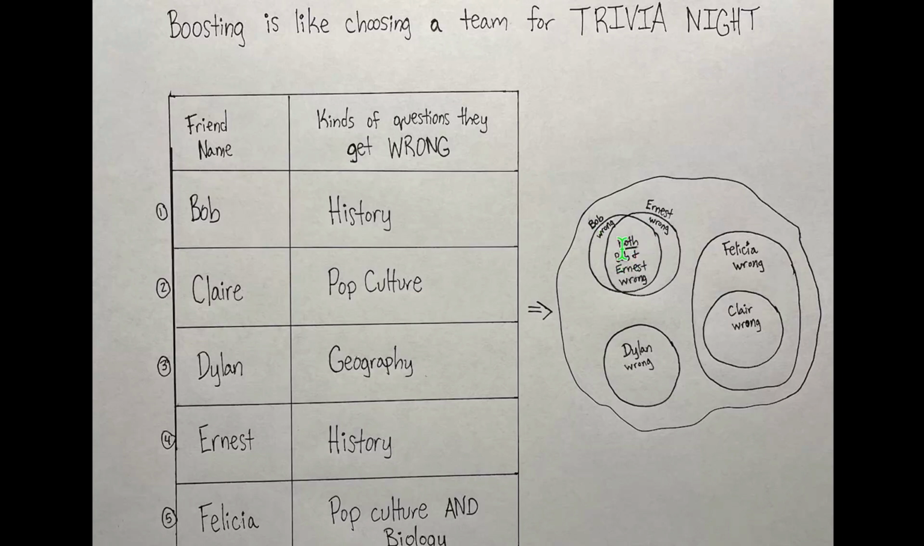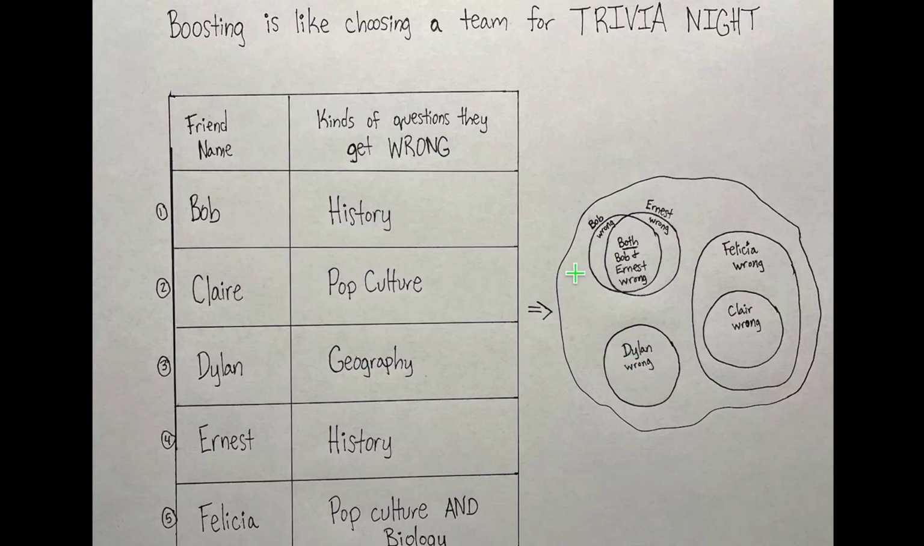And the point of this is that you want a team where you want to pick your smartest friend. Say your smartest friend is Bob first, but he's bad at history. So the next person you're going to pick is going to be someone that's not bad at history. So once you've picked Bob, you're definitely not going to pick Ernest after that. You're going to pick someone who's not bad at history. You're obviously not going to pick Felicia, because as we've discussed, Claire is better. So maybe you pick Claire next. Well, now you want someone who's not weak in the same areas as Claire and Bob. And the only person left like that is Dylan.